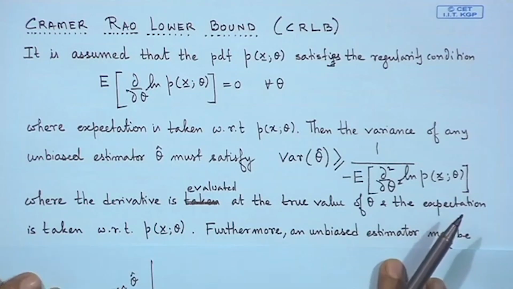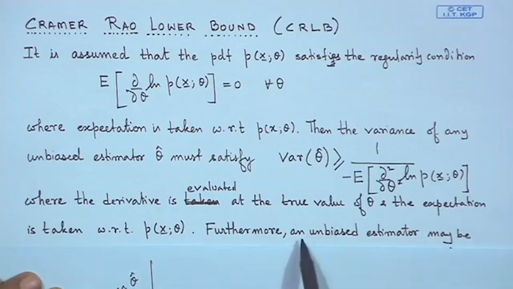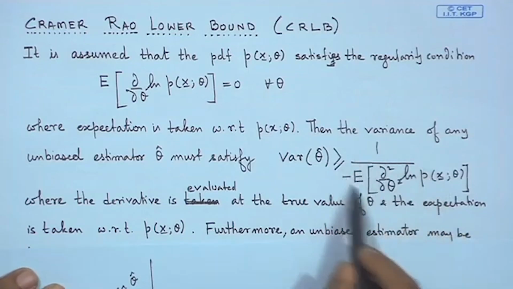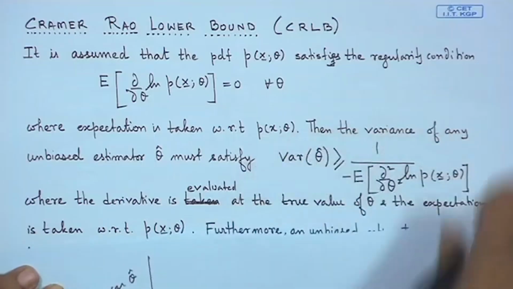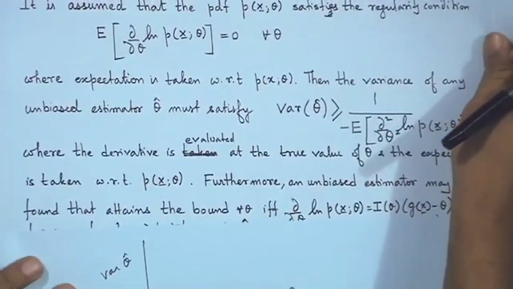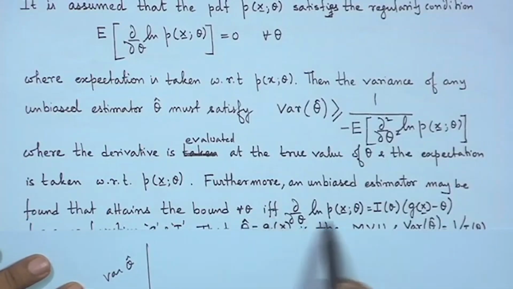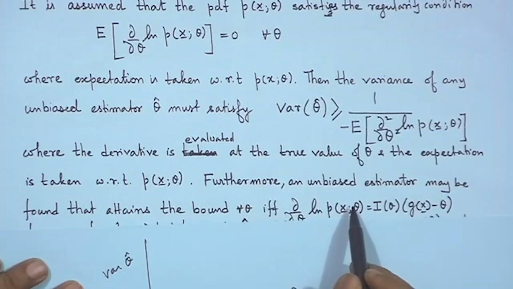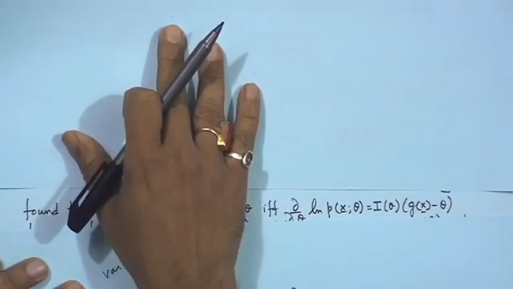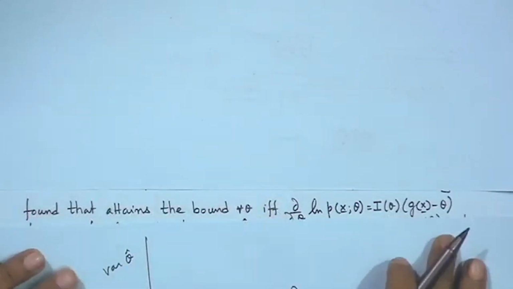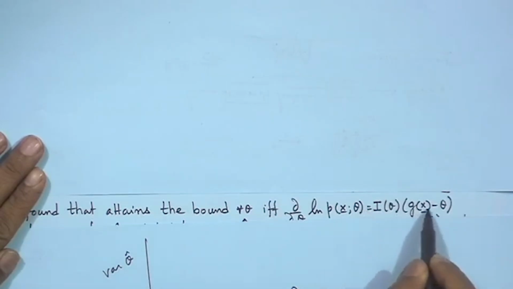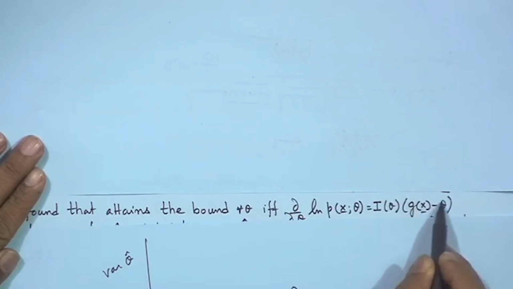Furthermore, it also states a very important thing, that an unbiased estimator may be found. So, it not only tells the lower bound of the estimator, it also gives an opportunity to find the unbiased estimator if and only if the derivative of the log likelihood function can be factored into I of theta and g of x minus theta. That means it has to be factored in such a way that there is some function I of theta and g of x minus theta. g is some function which has only the observed data minus theta.